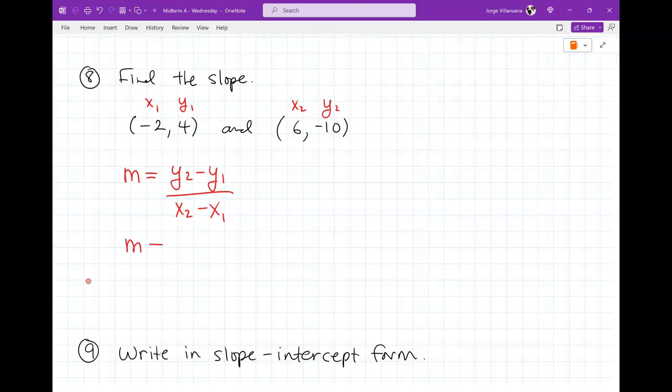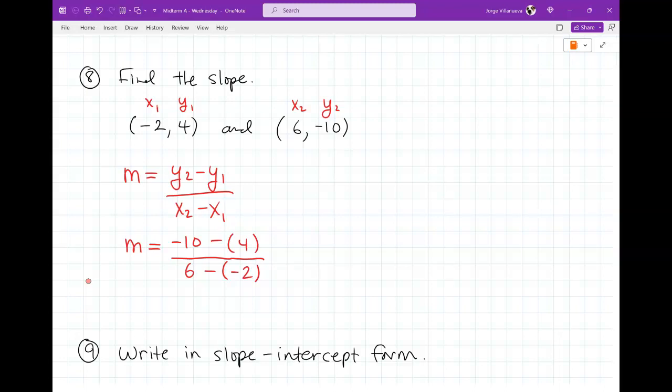Remember to be careful when you plug in negatives. Make sure you use parentheses. Okay, so y sub 2, that's negative 10. I'm not going to put parentheses because there's no sign in front of it. Minus, and then y sub 1, that's 4. I always put parentheses in front of the numbers that have symbols. So there you go, negative 10 minus 4. And then x2 is 6 minus x1 is negative 2.